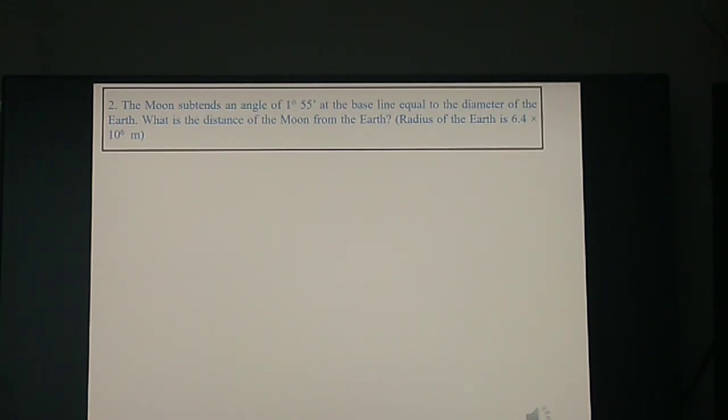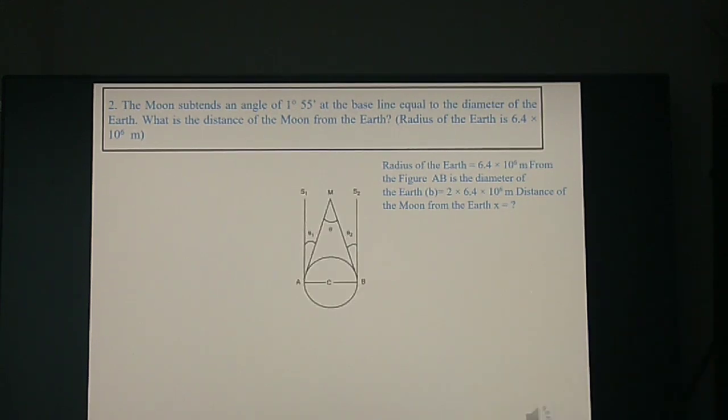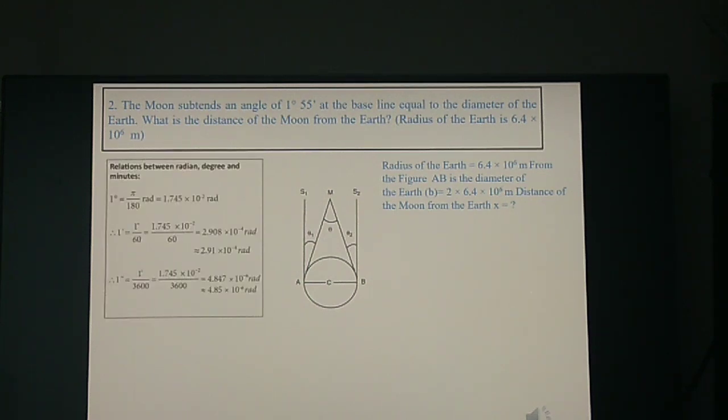Now, in this problem, you are given that the moon is subtending an angle of 1 degree and 55 minutes. And what else are you given? You are given the radius of the earth. So from the radius of the earth, you are able to get this AB, which is the diameter of the earth, and using the method of parallax, what you will find out is the distance between the moon and the earth.